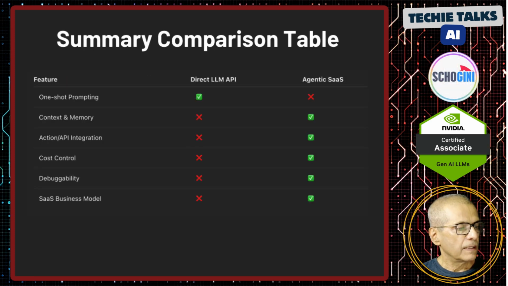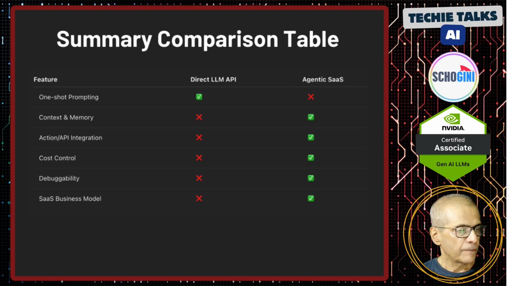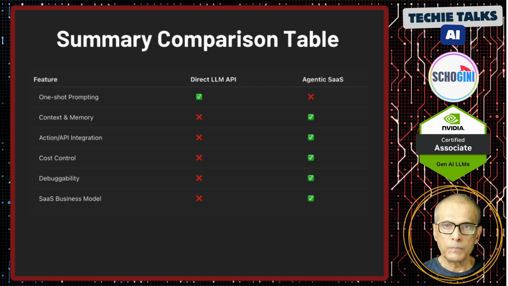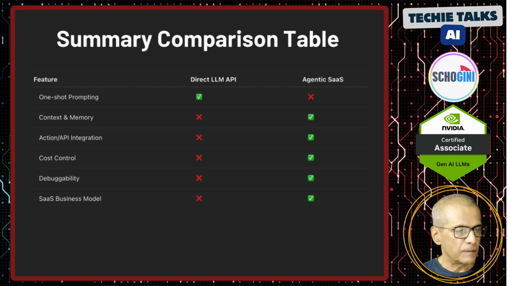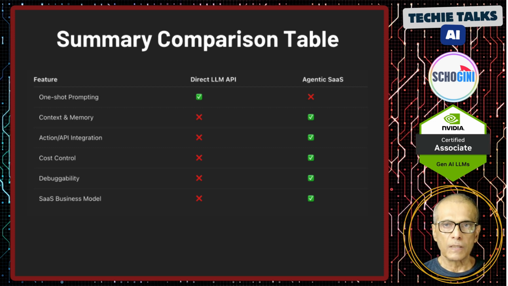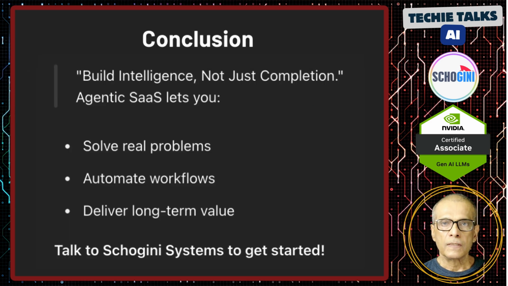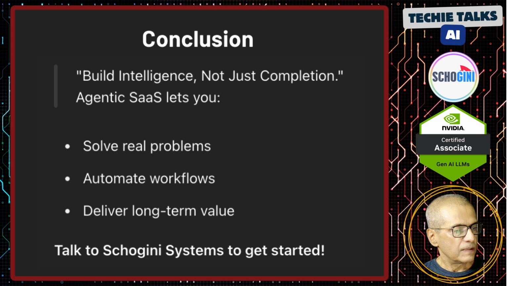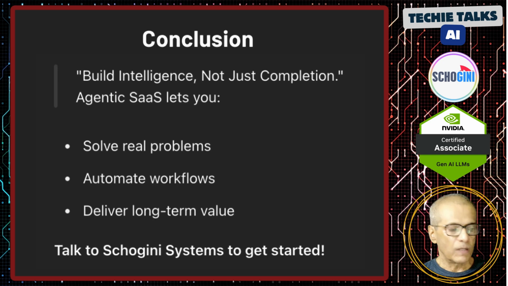So summary, when you build a direct LLM based SaaS application, you are stuck with just a single prompt. Whereas when you build an agentic application, it is much more flexible and extensible. Conclusion, build intelligence, not just text completion. Agentic SaaS lets you solve real world problems, automate workflows, deliver long-term value.